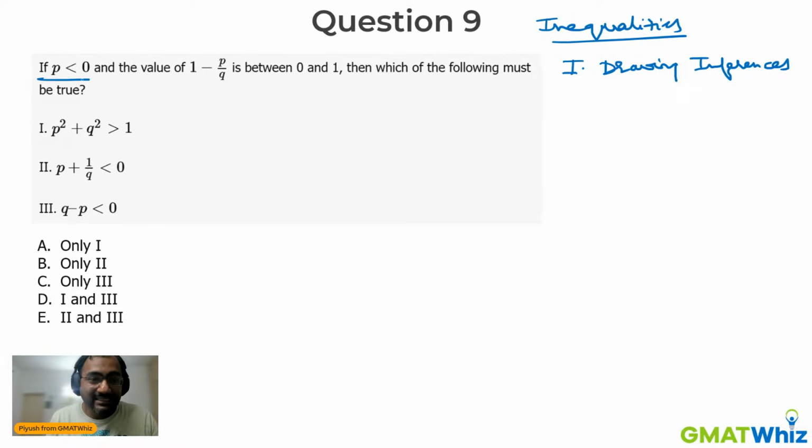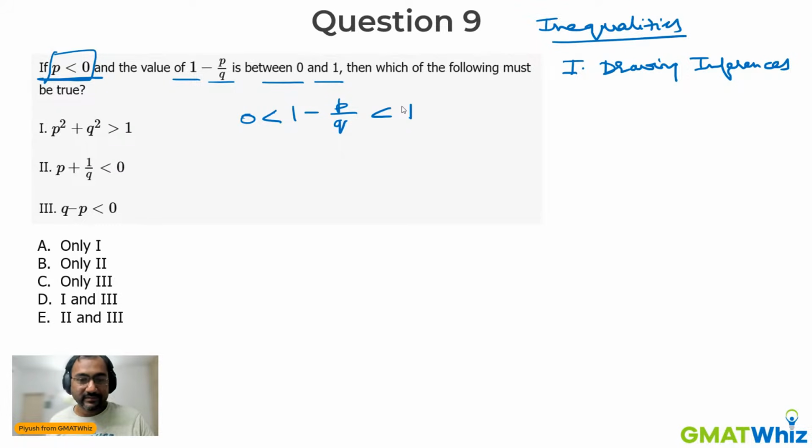So if P is less than 0, this is given to us, right? So P is negative. And the value of 1 minus P by Q is between 0 and 1. Now this is important. 1 minus P by Q is between 0 and 1. What does this tell you guys? Can you tell me what you can infer from this? Let me hear from you guys.